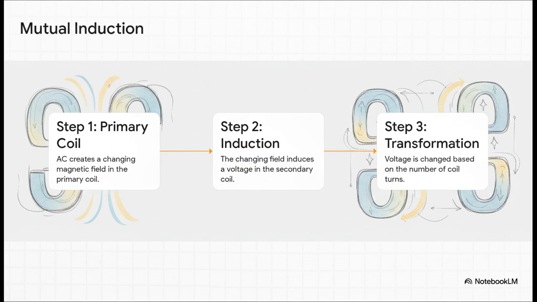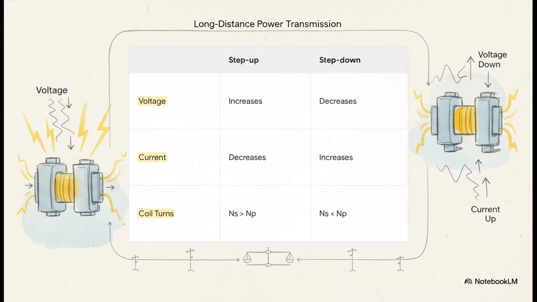Now you place a second coil of wire nearby. That pulsing magnetic field from the first coil cuts across the second coil and induces a brand new AC voltage in it, all without the two coils ever touching. And here's the genius part. If that second coil has more turns of wire than the first, the voltage gets stepped up. If it has fewer turns, the voltage gets stepped down.